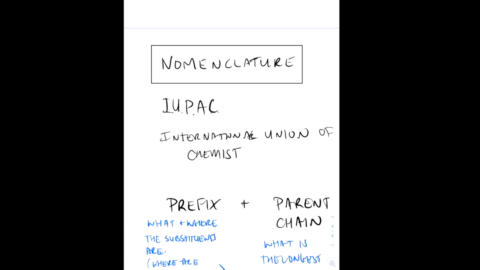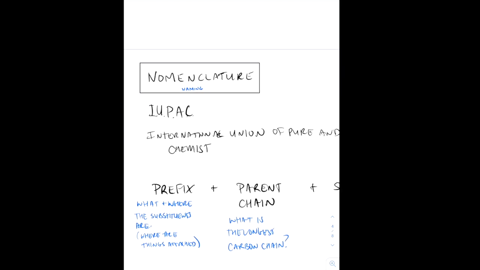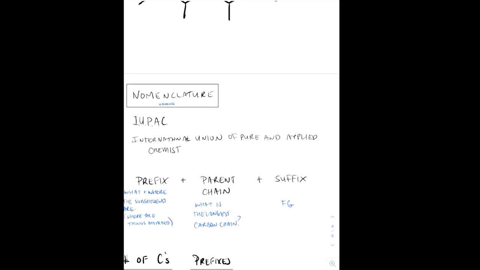Alright, so for this video we're going to be going over nomenclature. Nomenclature is pretty much just the naming of compounds. It's just a fancy name for naming. And the rules that dictate how we name an organic substance are determined by the International Union of Pure and Applied Chemists, abbreviated IUPAC.